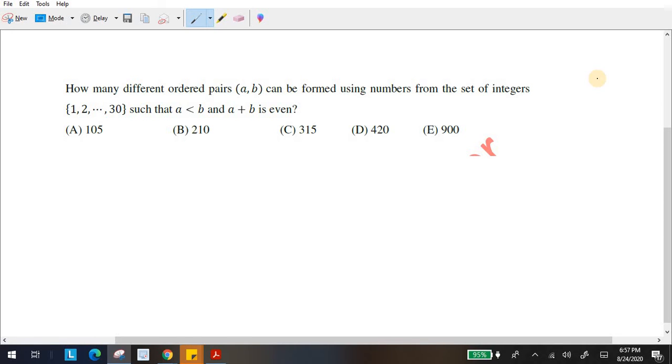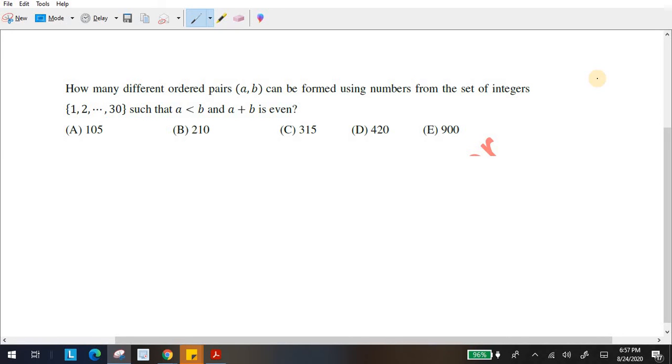But the only thing that tells us is that we cannot rearrange the pairs, and we don't multiply our answer by 2. Then we had to find the actual thing. So for the parity to get even, you either do odd plus odd or even plus even. Now there are 15 odd numbers. So we're doing case one, in which we're doing odd plus odd.